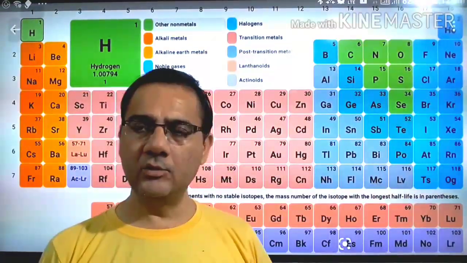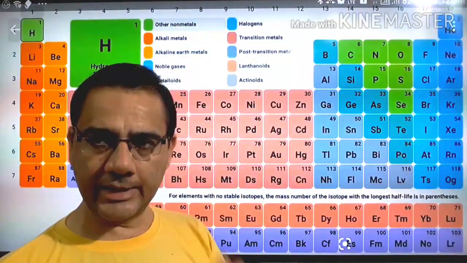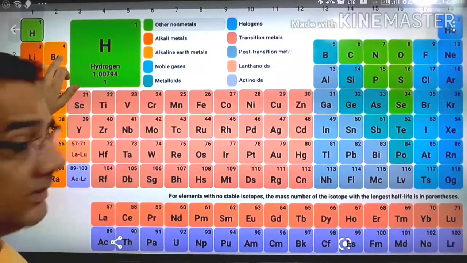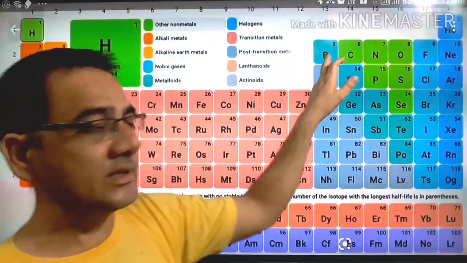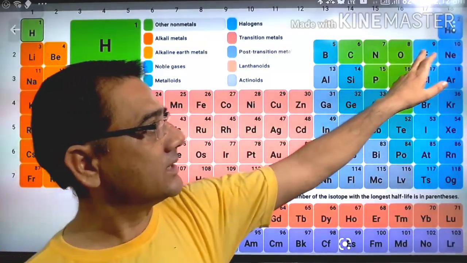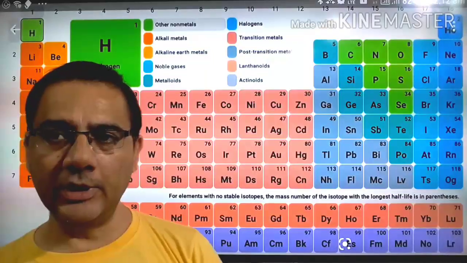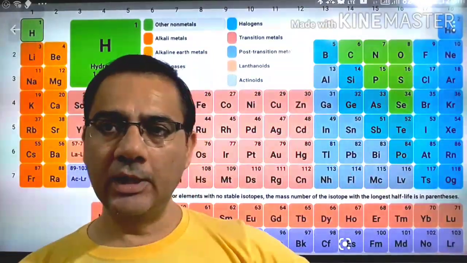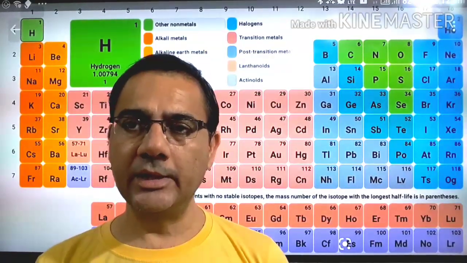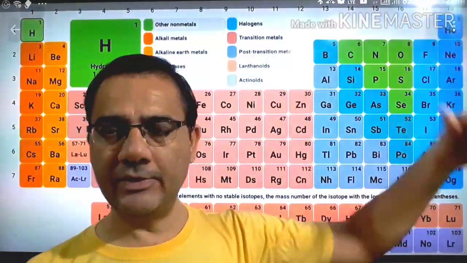One very interesting thing you will observe here, when we pick up the first element of the second period, that is lithium, how many valence electrons are there? 1. In this how many valence electrons are there? 2. In this? 3. In this? 4. Then 5, 6, 7 and 8. It means you can say as we move in the periodic table from left side to the right side, the number of valence electrons which are present in the outermost shell increases from 1 to 8: 1, 2, 3, 4, 5, 6, 7 and 8.